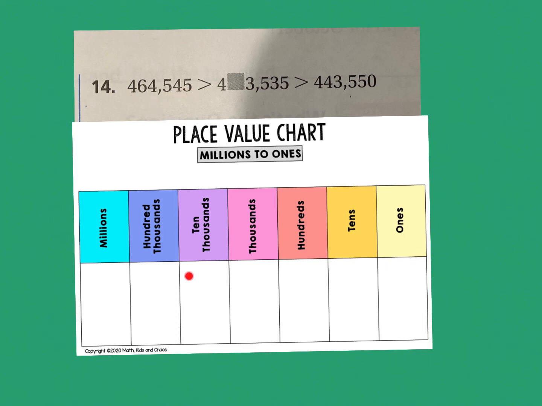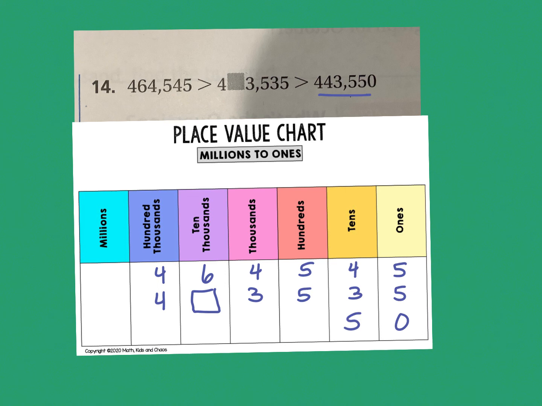So we have 464,545. I'm going to put that on the chart. Then we have 3,535. I'm going to go ahead and put that on the chart as well, leaving that number an unknown. As you get older, you would put a variable maybe there to say it's not known. And then I will do this number here. That is 443,550.